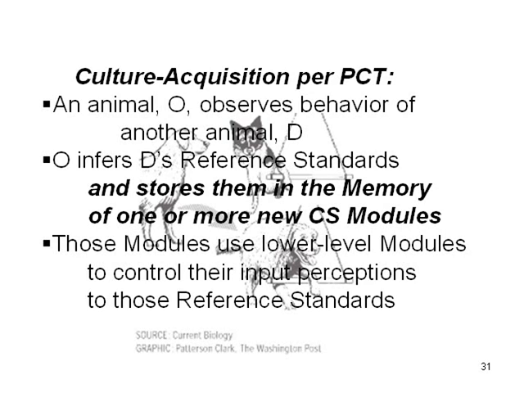Please note that the above discussion assumes that O does not already possess all of the reference standards in question. If he does, he is not acquiring culture from D. When he controls his perception to those standards, he is simply imitating her.